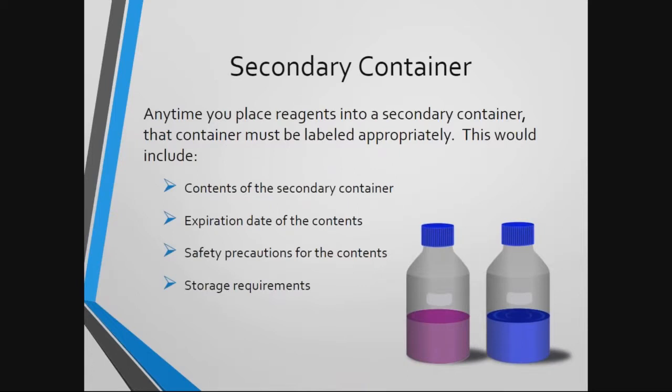Secondary containers should be investigated very carefully because oftentimes this is when deficiencies are noted. Anytime reagents are placed into a secondary container, the container must be labeled appropriately. For example, if you are reconstituting a reagent or if you are putting alcohols into a larger dispenser, you lose that labeling that comes with the primary container. So when you move these reagents to a secondary container, you need to label that secondary container as if it were the primary, essentially. So the contents of the secondary container must be clearly labeled along with the expiration date and safety precautions and storage requirements.